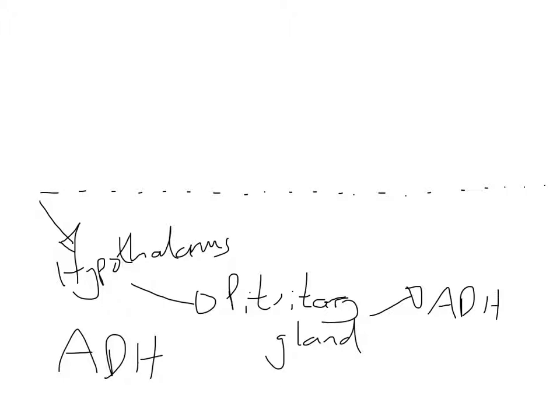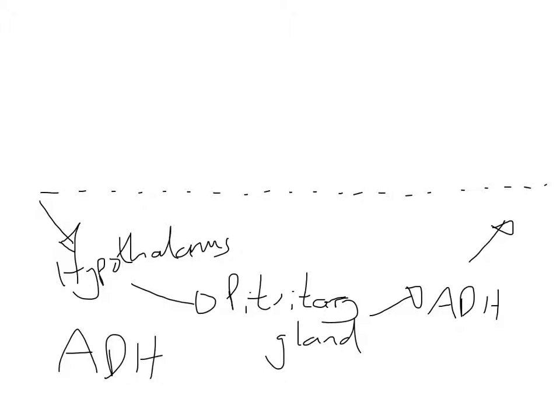Now ADH is a hormone and it affects the kidney. It actually affects the collecting duct wall within the kidney. It makes the collecting duct wall more permeable. This means that water is able to be moved from the collecting duct back into the blood. This means you're going to produce a smaller volume of more concentrated urine. And as water's being reabsorbed back into the blood, it's going to raise the blood water content levels.